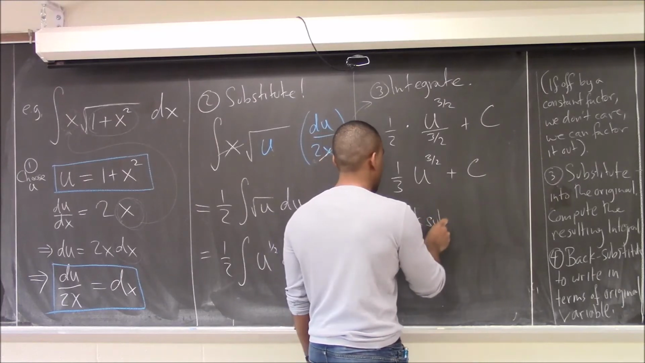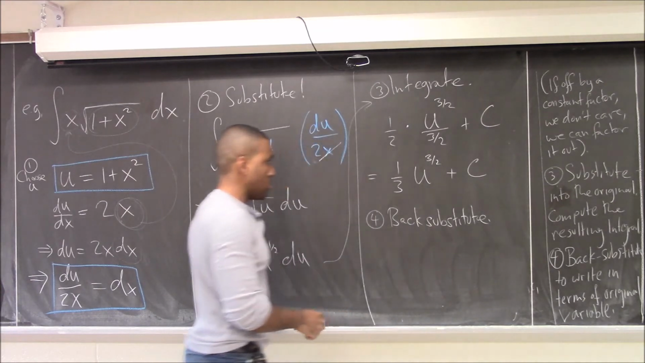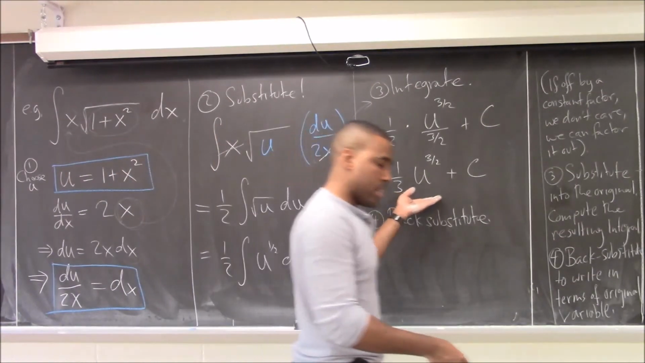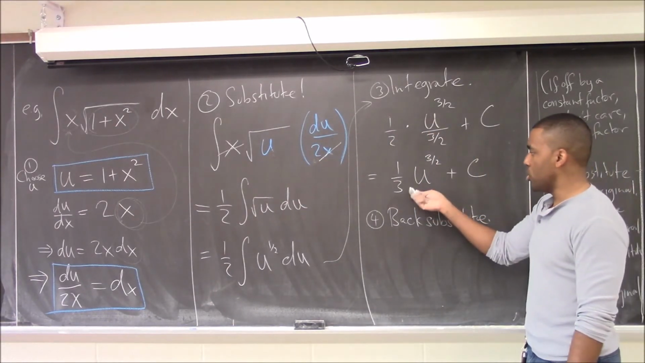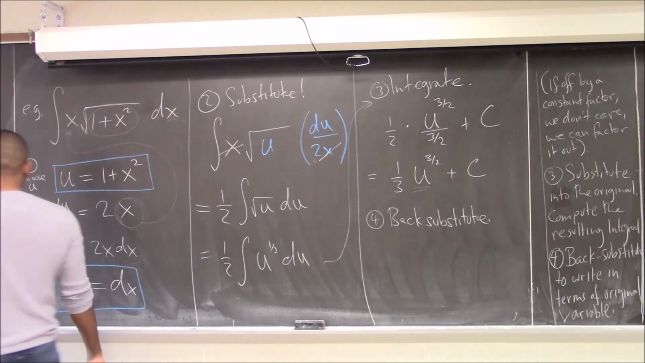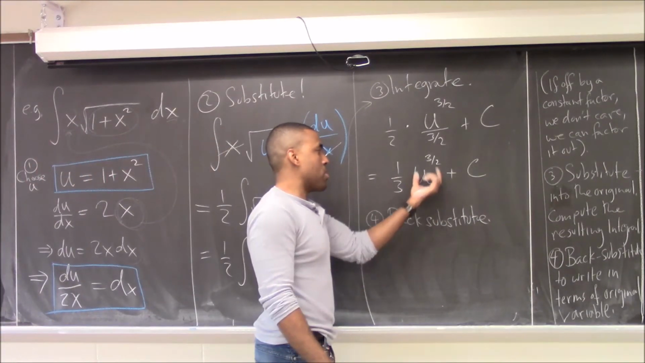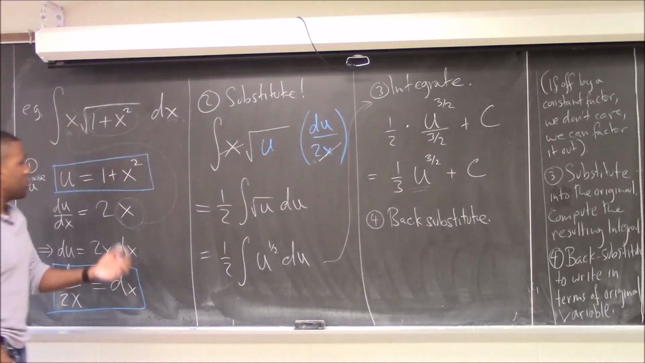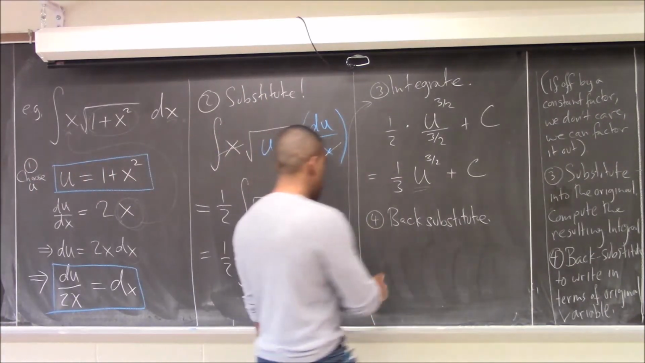Step four, back substitute. So this is actually the answer. I just found the antiderivative. The problem is, here I gave you the answer in terms of u, but I was asked the question in terms of x. So that's not good enough. So basically, we have to finish up by replacing this u with the function of x that it corresponds to. And we, of course, realize over here that our u is 1 plus x squared. So I'm just going to go back here and plug that in.